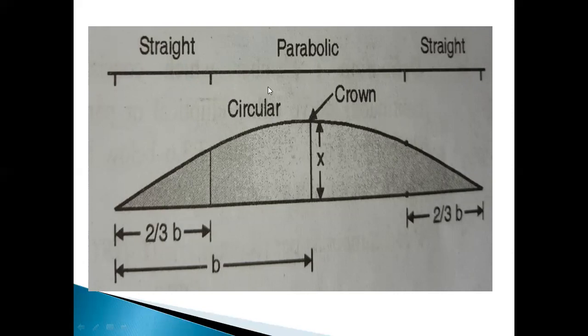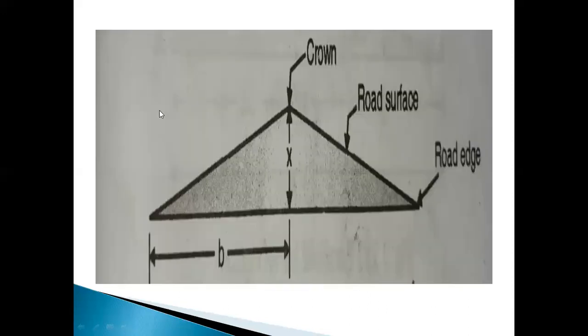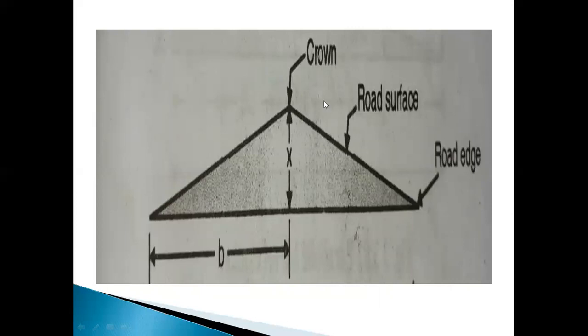The crown of this camber is parabolic. Then the second type of camber is the sloped or straight camber. When two straight slopes from the edges are joined at the center of the carriageway, then this camber is called a sloped or straight camber. In that, two slopes are joined at the crown.